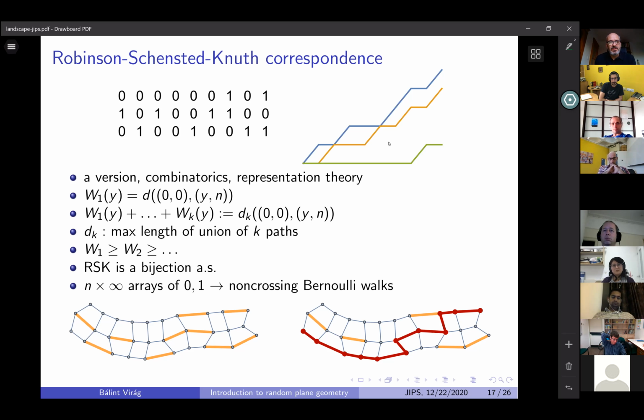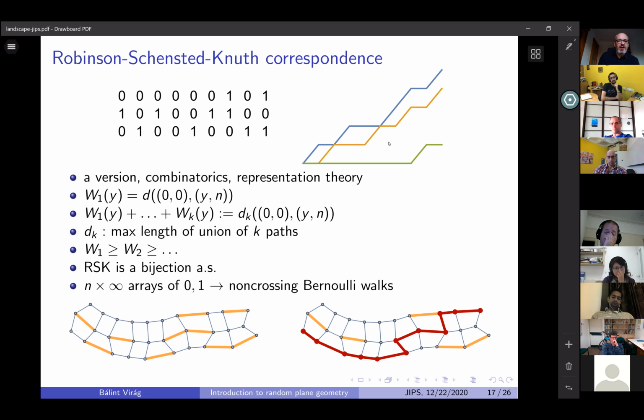So what's happening? The first path, W1 of y, is going to be a function of y. It's just the distance from 0, 0, the bottom left corner, to (y, n), where n is fixed and y is changing. n is just my number of lines, and y is the location of the endpoint of my path, and the distance is in terms of longest path.